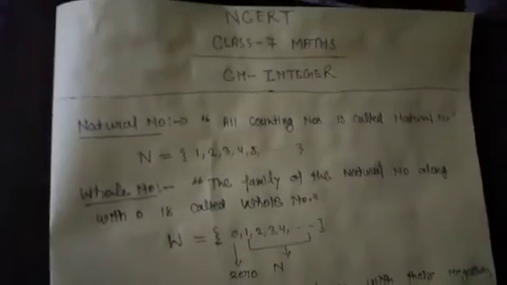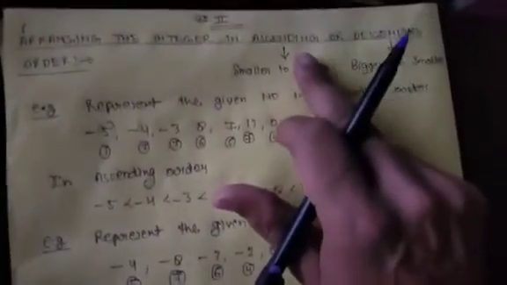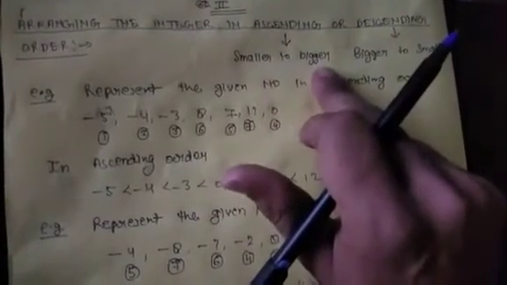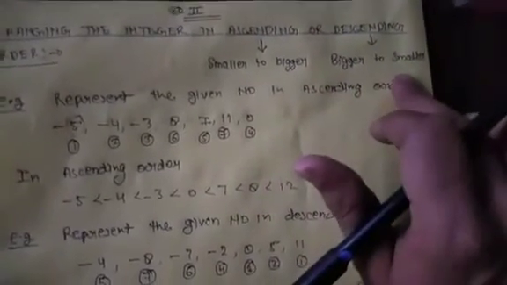In the previous class, we discussed what is natural number, what is whole number, what is integer, what is representation of integer on the number line, and in this class we have arranging the integer in ascending or descending order. I clarified for you what is ascending order. The values from smaller to bigger will be in ascending, the values from bigger to smaller will be in descending. I took an example and illustrated it very clearly for you.